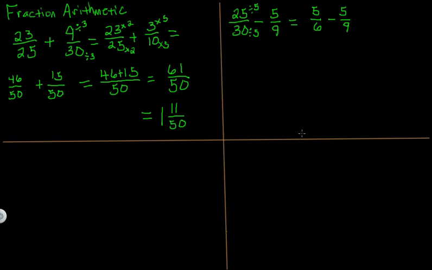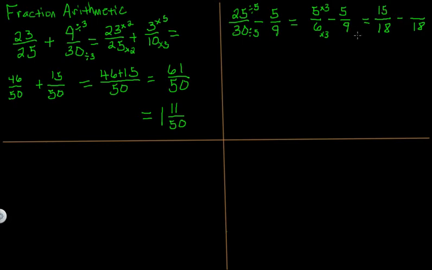And the least common multiple between 6 and 9 is going to be 18, right? Because that's a multiple of both of these. So we're going to find that our common denominator is 18. And how did we get that 18? Well, we multiplied 6 times 3 to get 18. So therefore, we have to multiply that numerator also by 3. So 5 times 3 gives us 15.